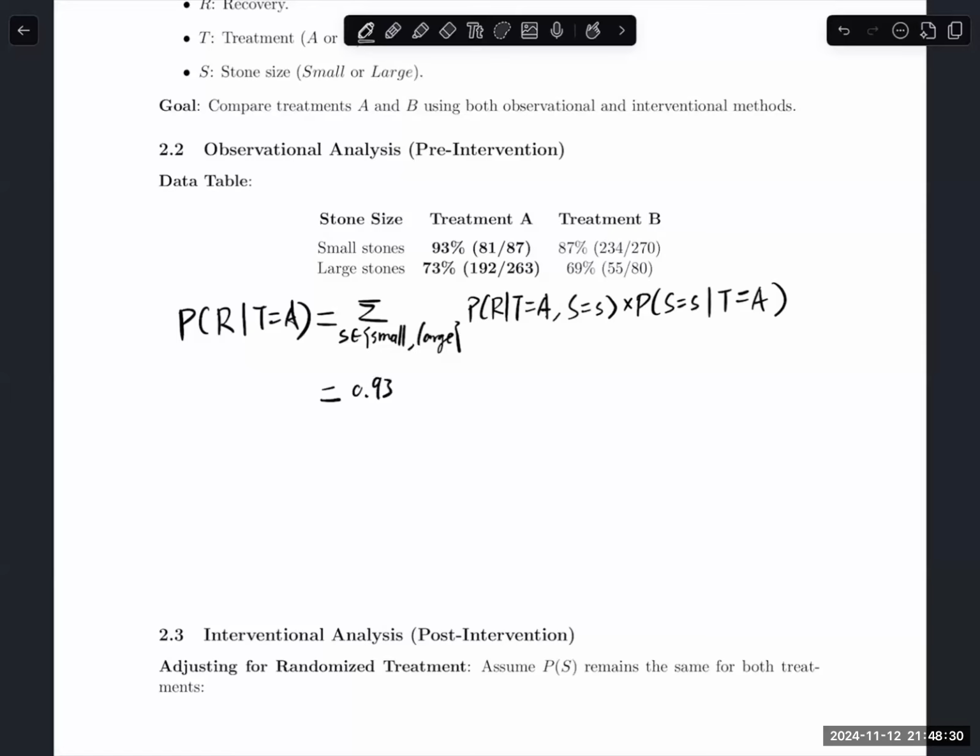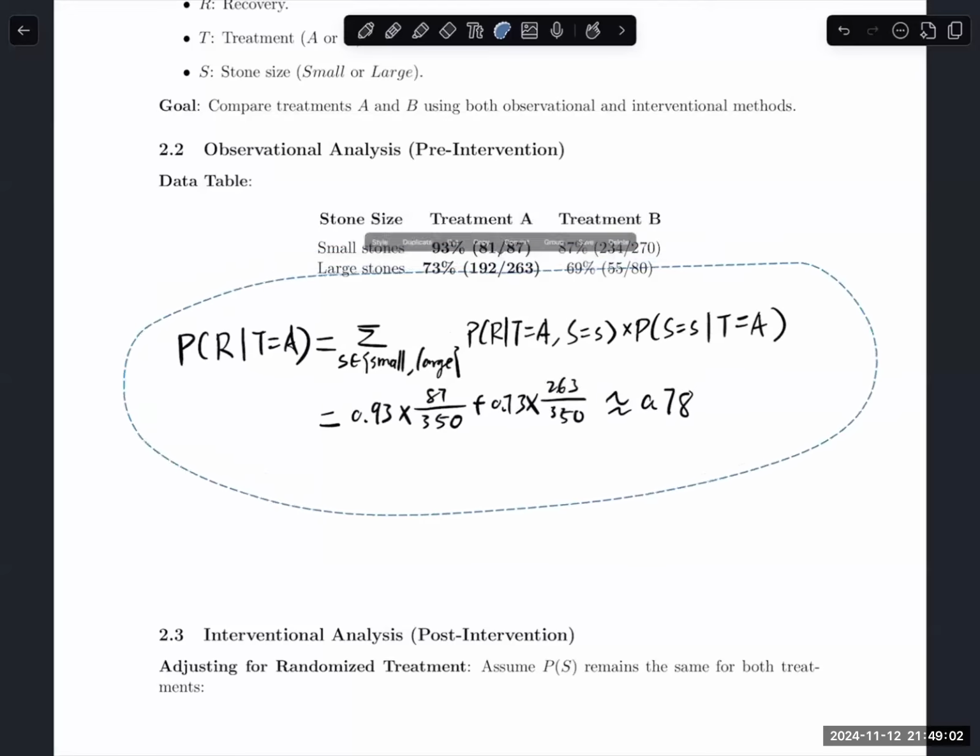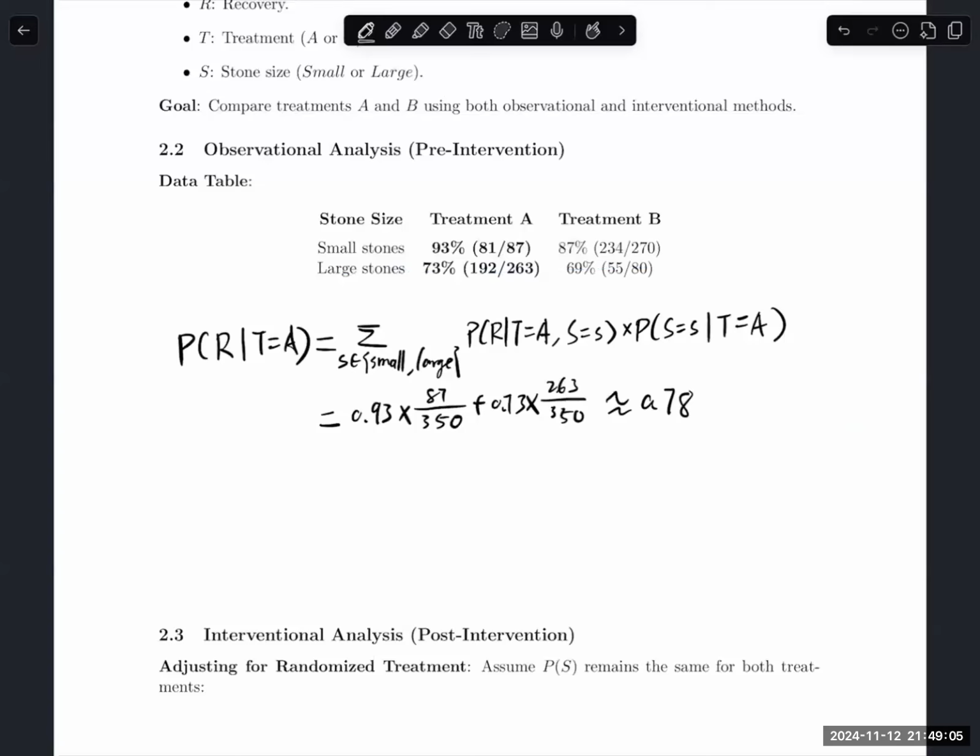0.93 times 87 divided by 357. The 357 means the total number of patients in treatment A, plus 0.73 times 263 divided by 350. So this is going to be approximately 0.78. So we have 78% right here in total.